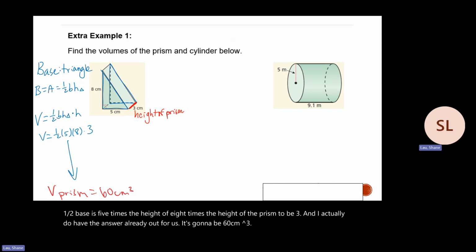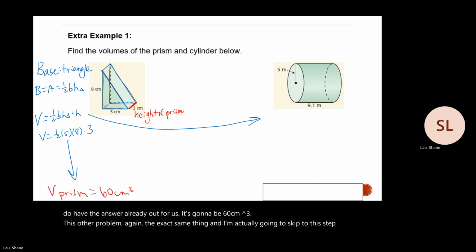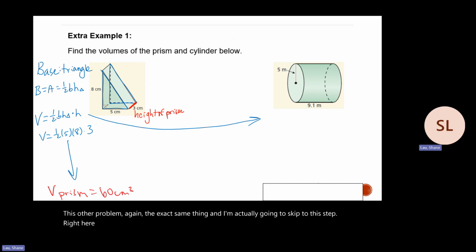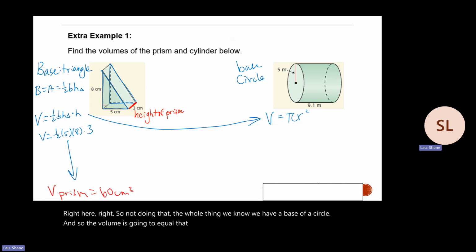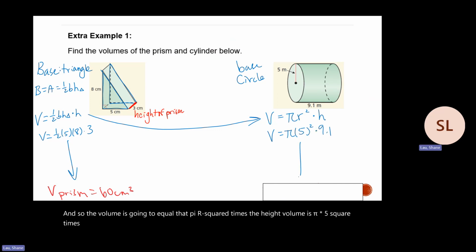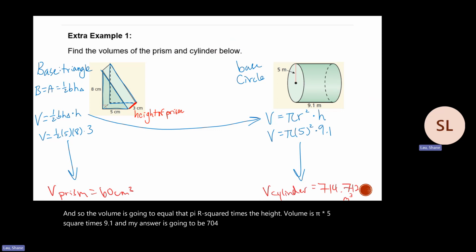This other problem, again, the exact same thing. I'm actually going to skip to this step right here, so not doing the whole thing. We know we have a base of a circle. And so that volume is going to equal pi r squared times the height. Volume is pi times 5 squared times 9.1. And my answer is going to be 714.712 meters cubed.